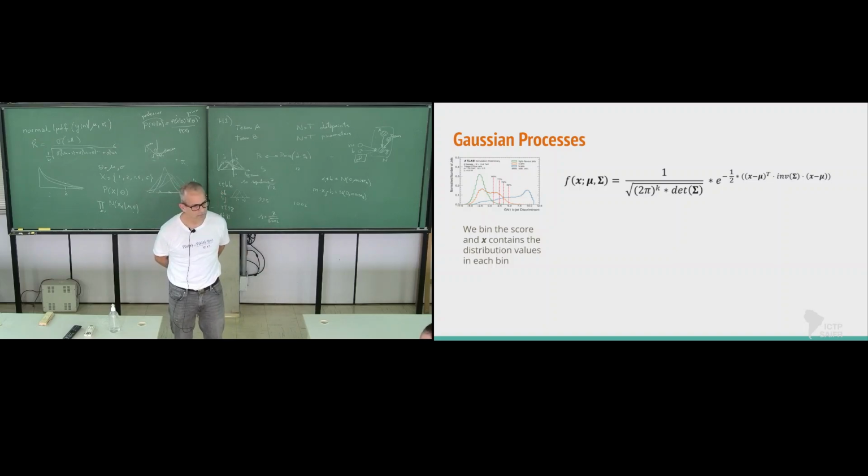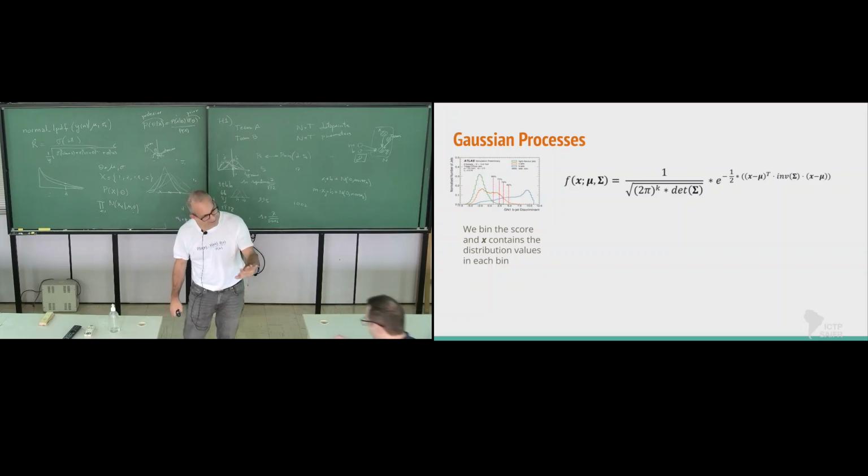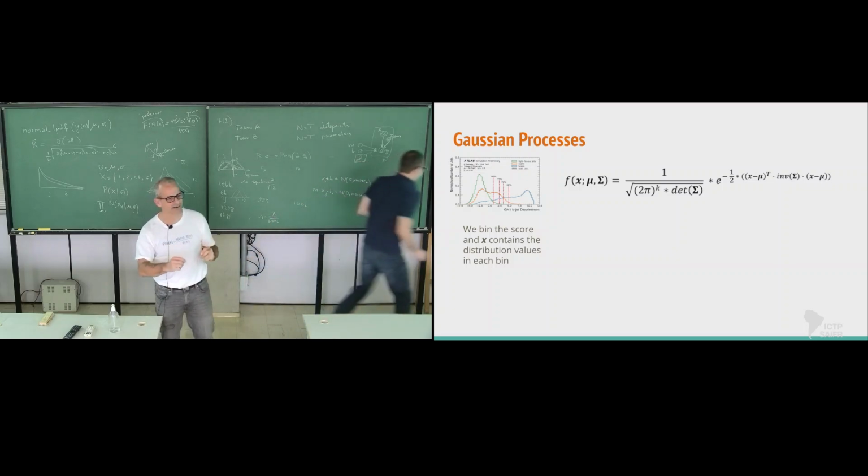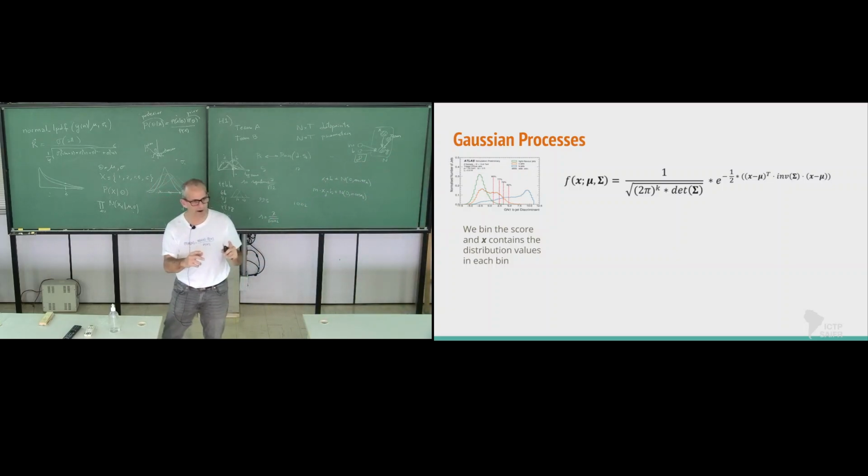I mean, the magic around the covariance matrix. Yeah. How do you choose it? Well, you model it. But you use your prior knowledge. What prior knowledge do you use?